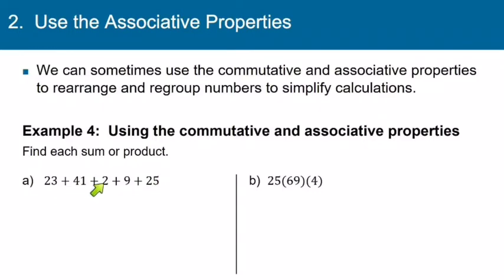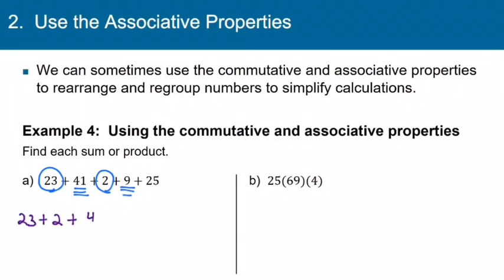Now you can just do each addition from left to right and you will get the right answer, but you might have to think about it harder than you would if you just take a minute and notice that 23 plus 2 would make 25, and that's a nice, easy number to work with. So I'm going to rewrite this so that these two numbers are next to each other. And also, if you'll look at 41 and 9, you'll notice that 41 plus 9 is going to make 50, another convenient number to work with.